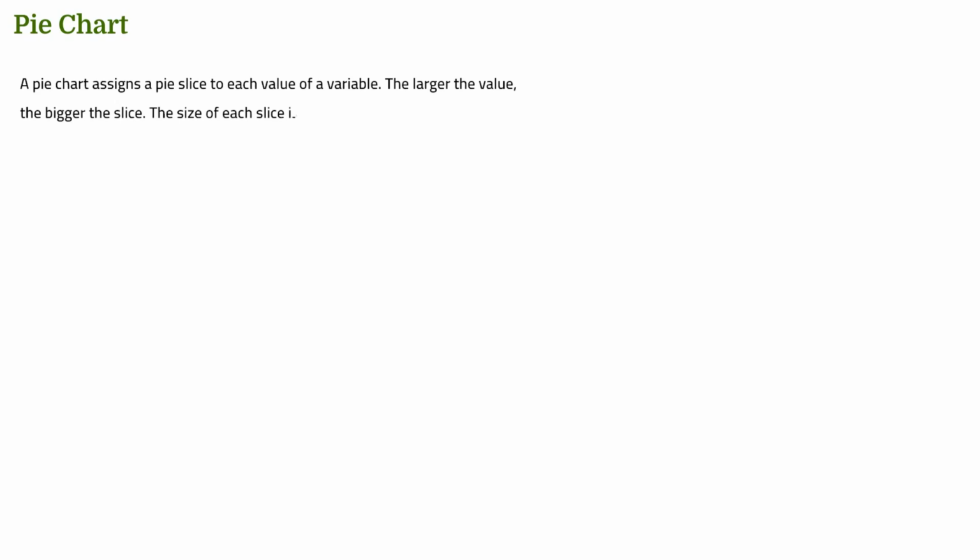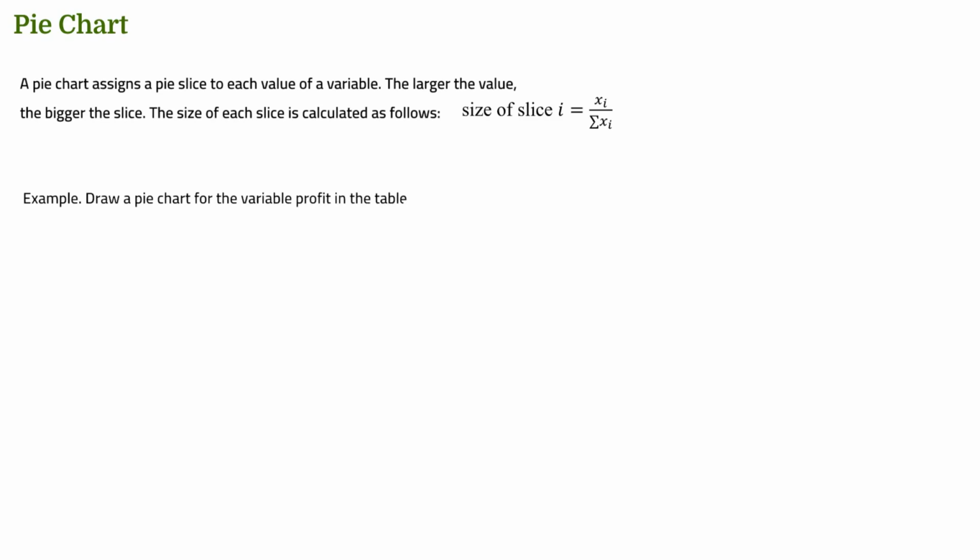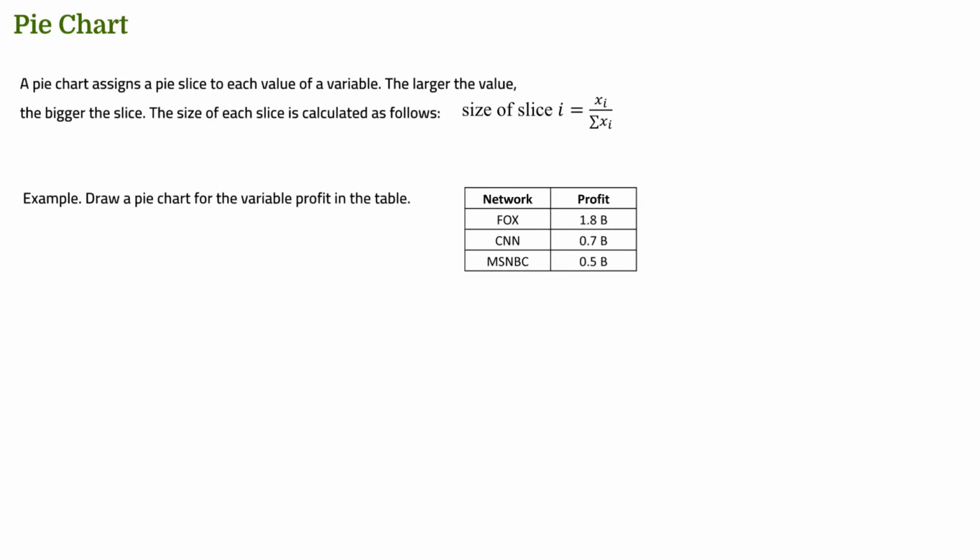Next topic, pie chart. A pie chart assigns a pie slice to each value of a variable. The larger the value, the bigger the slice. The size of each slice is calculated as follows. Size of slice i is xi divided by the summation of all values. Here's the example. Draw a pie chart for the variable profit in the table.